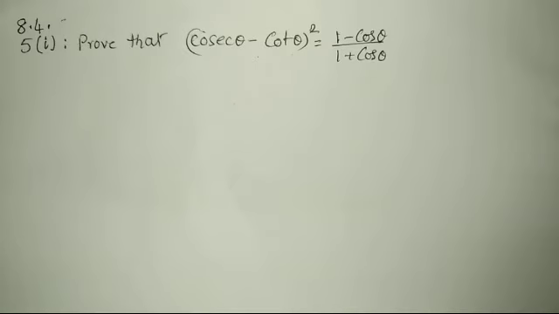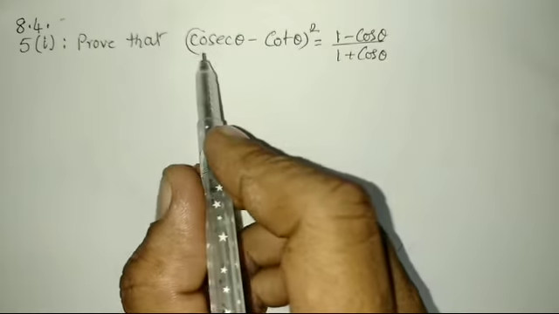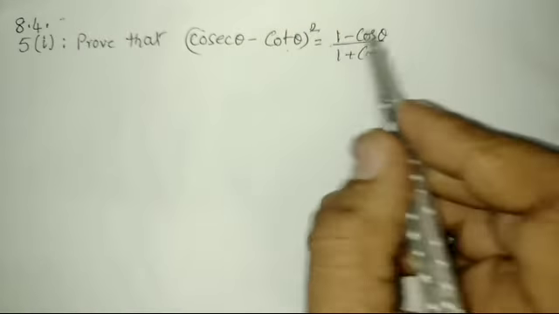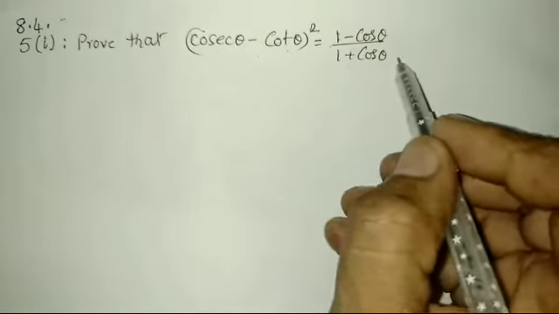Exercise 8.4, fifth problem, first one. Prove that (cosecant theta minus cot theta) whole square is equal to (1 minus cos theta) by (1 plus cos theta). Here, you are required to show that (cosecant theta minus cot theta) whole square is equal to (1 minus cos theta) by (1 plus cos theta).